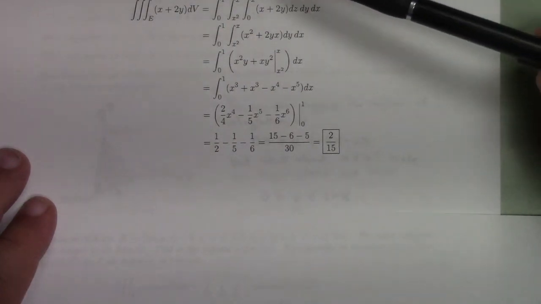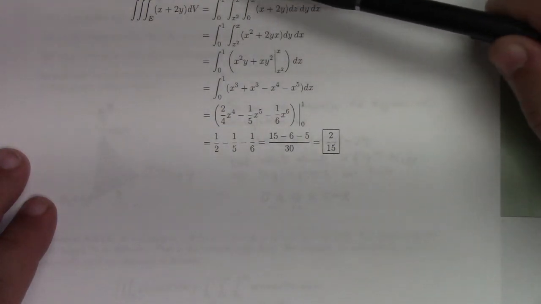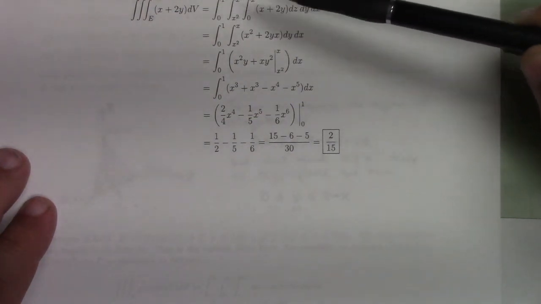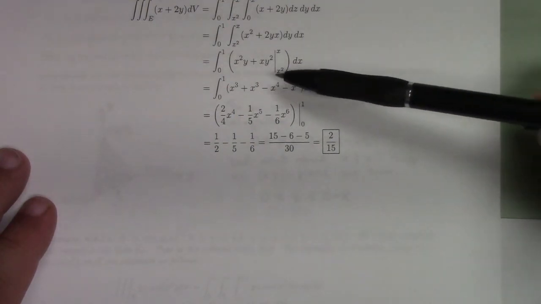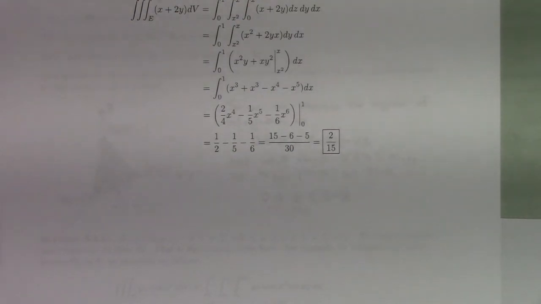And anyway, so I did the z integral first, so I put 0 to x for z. I did the y integral second, so I put x squared and x as my lower and upper bounds. And then finally the x integral comes last, and eventually you just have, in this problem, a polynomial in x, so it's pretty easy. We get 2/15.